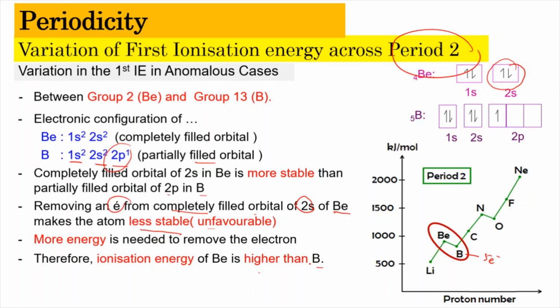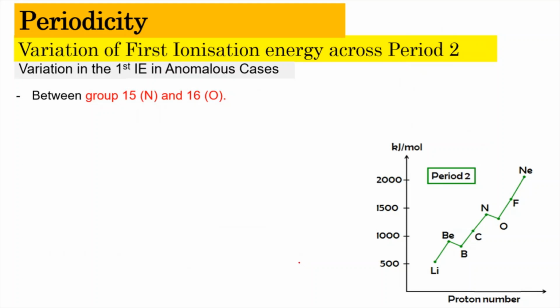Okay, now we are still in period 2, but we're going to explain the anomaly that happened between nitrogen and oxygen.